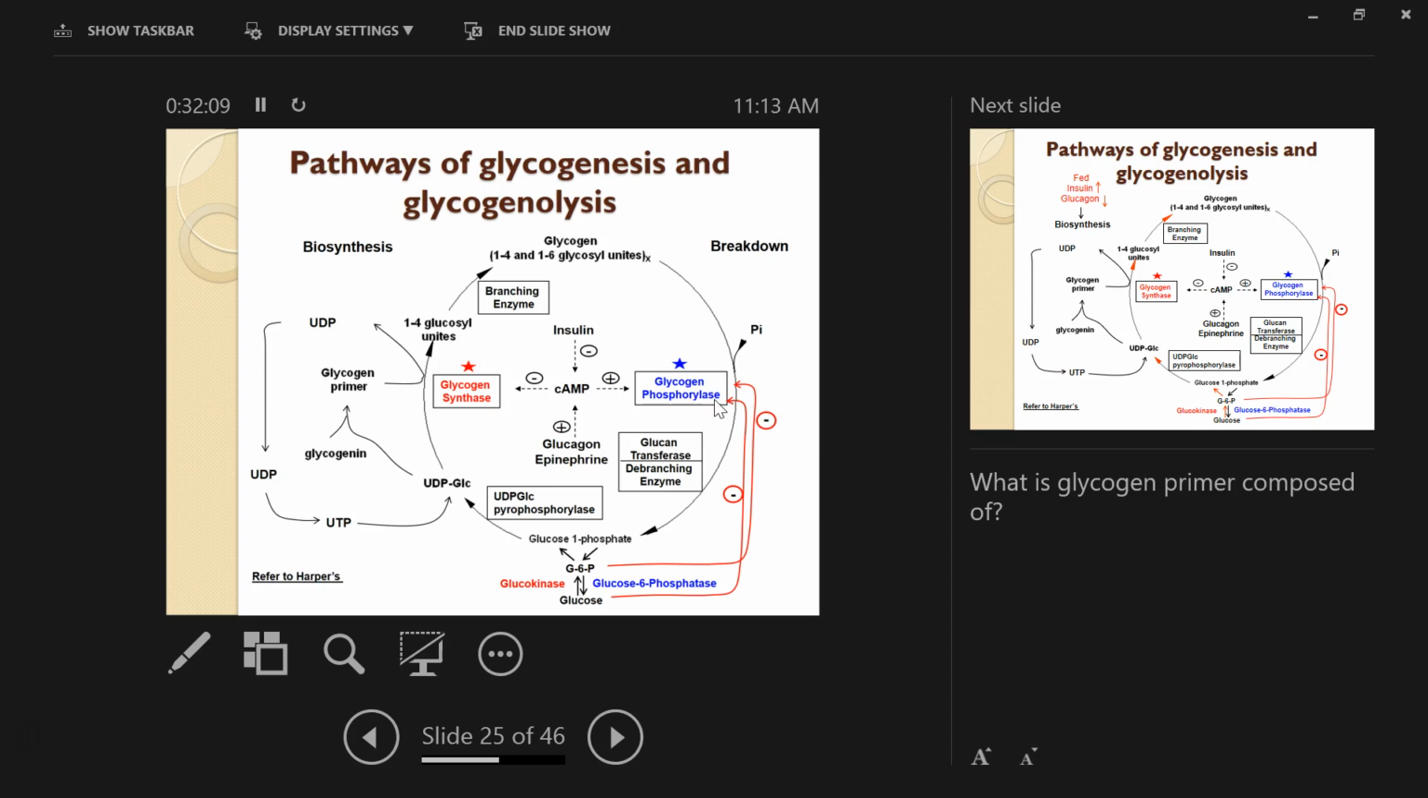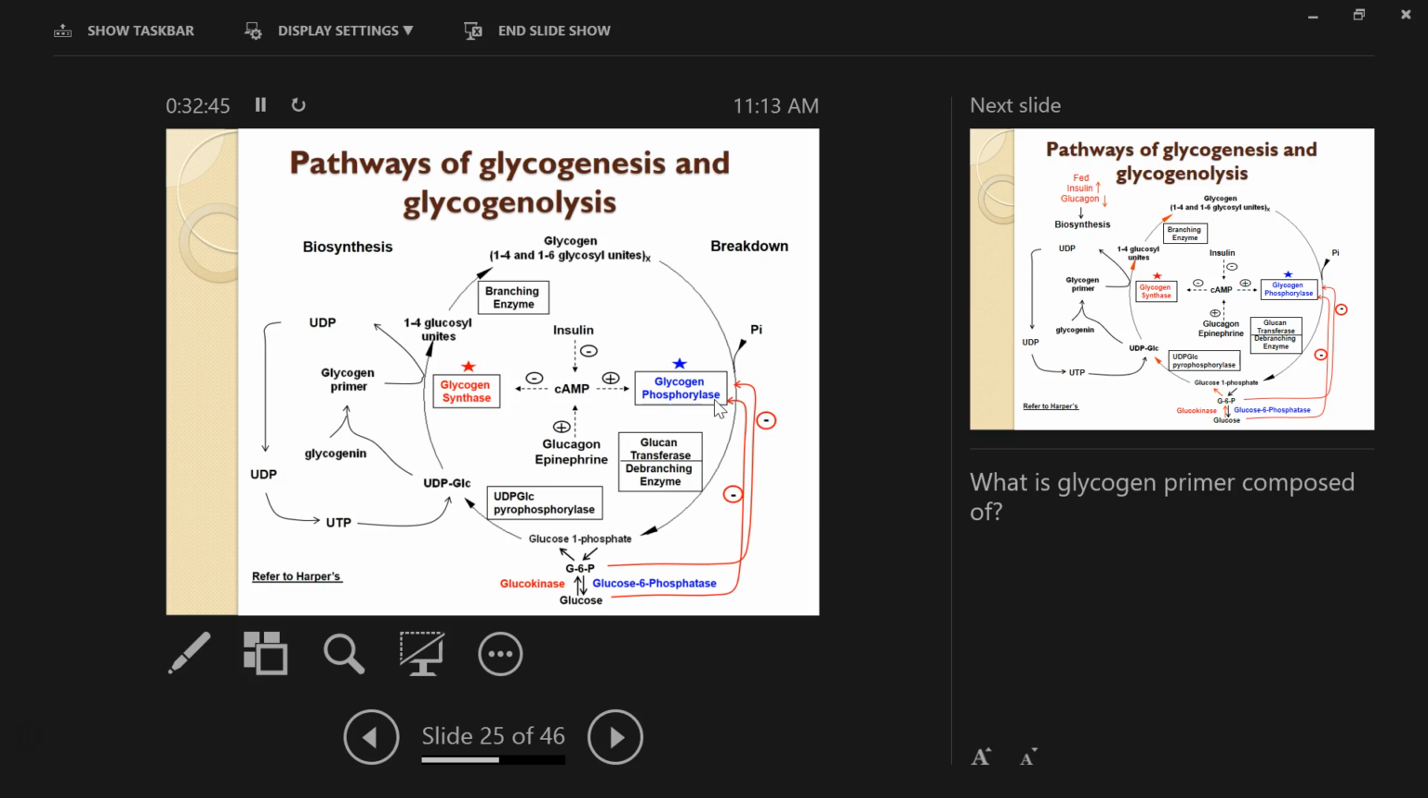So glycogen is on the top and glucose on the bottom. Let's look at the glycogen synthesis pathway first. Glycogen is basically synthesized from glucose. Glucose first has to be converted to glucose 6-phosphate by the enzyme glucokinase. This part of the pathway is common to both glycolysis and glycogen synthesis.